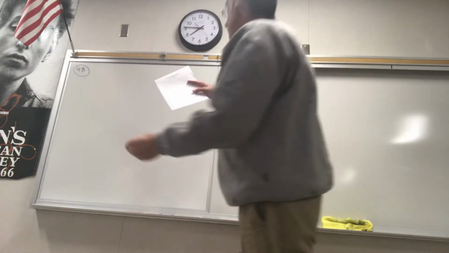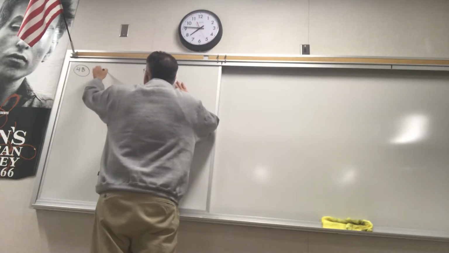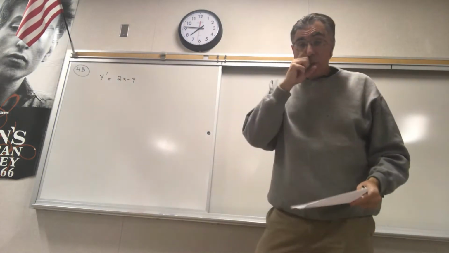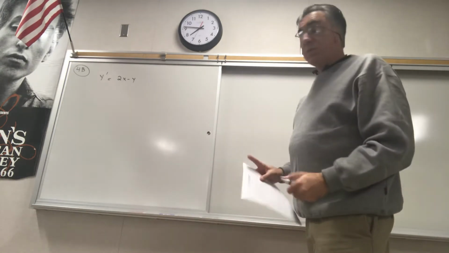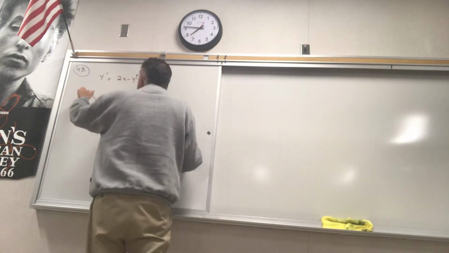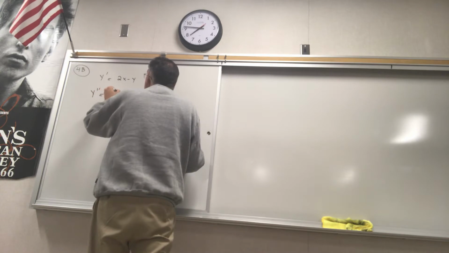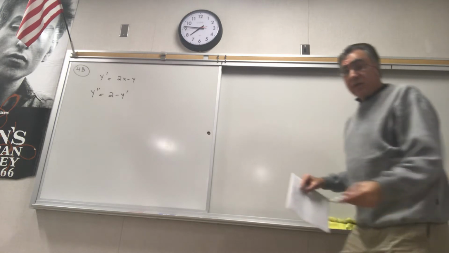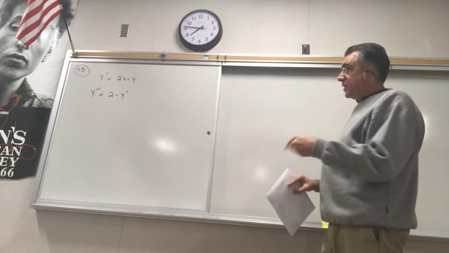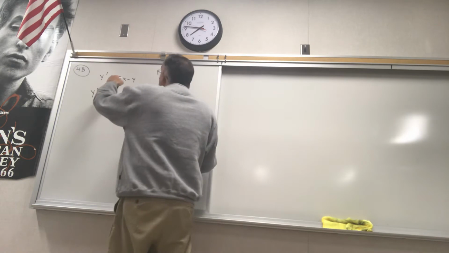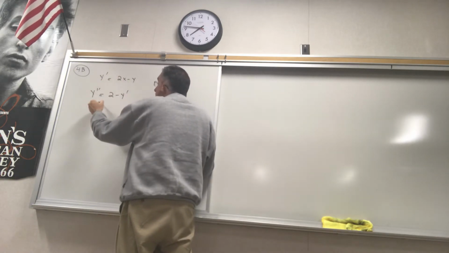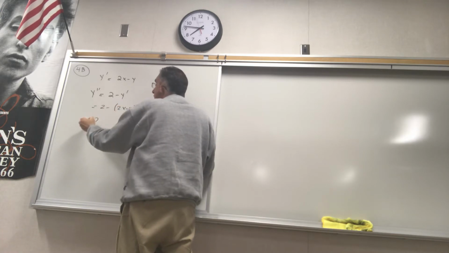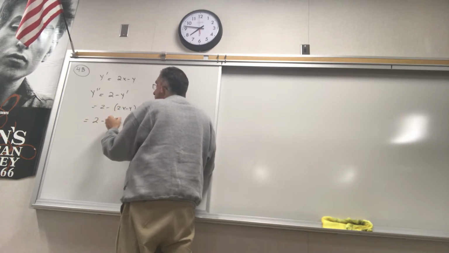So what we know is that the first derivative is 2x minus y. If I take the derivative of that, the second derivative is 2 minus the derivative of y. But y' is this, so I can actually substitute 2x minus y in, and I get 2 minus 2x plus y.